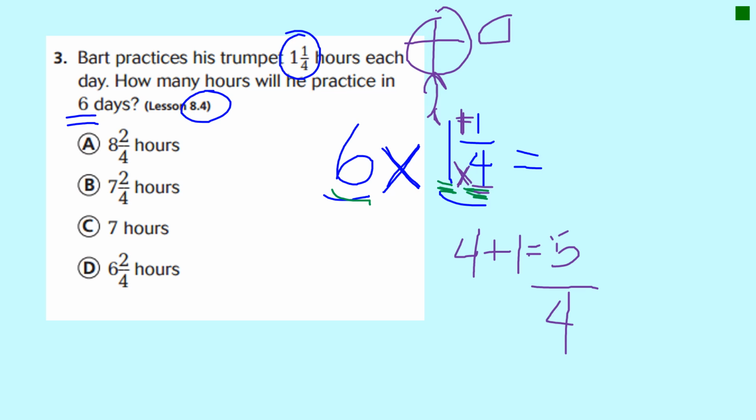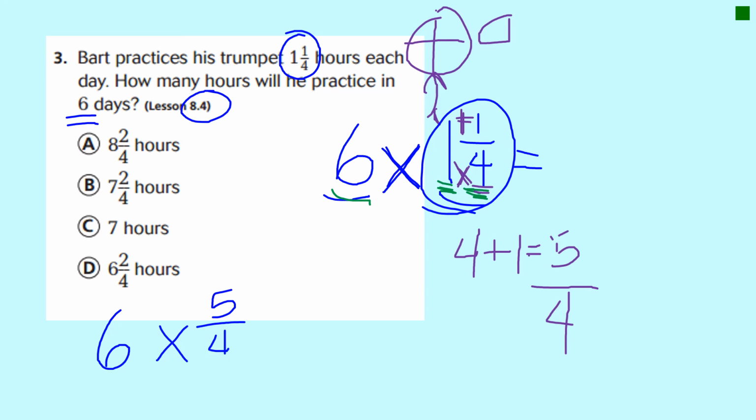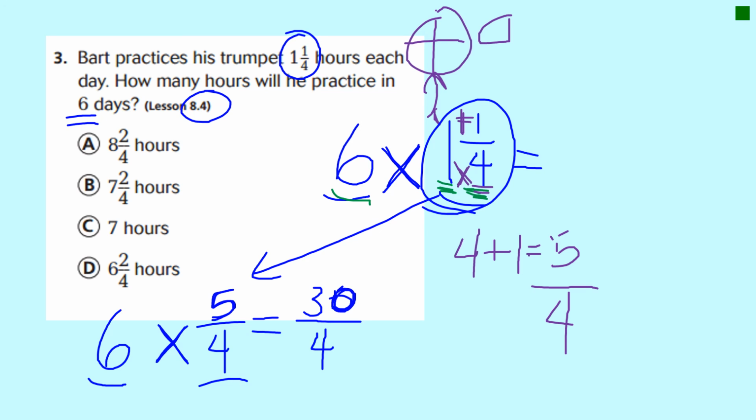So let me rewrite this over here. I'm globbing up my workspace. So instead of using 1 1/4, I'm going to write 5/4 because 5/4 is equivalent to 1 1/4. 6 sets of these 5 pieces. Okay, 6 times 5 is 30 over, ooh, that looks like 36. There we go, 30 over 4 pieces because we didn't change that, right? So 30/4. But look at these choices. None of those say 30/4, do they?